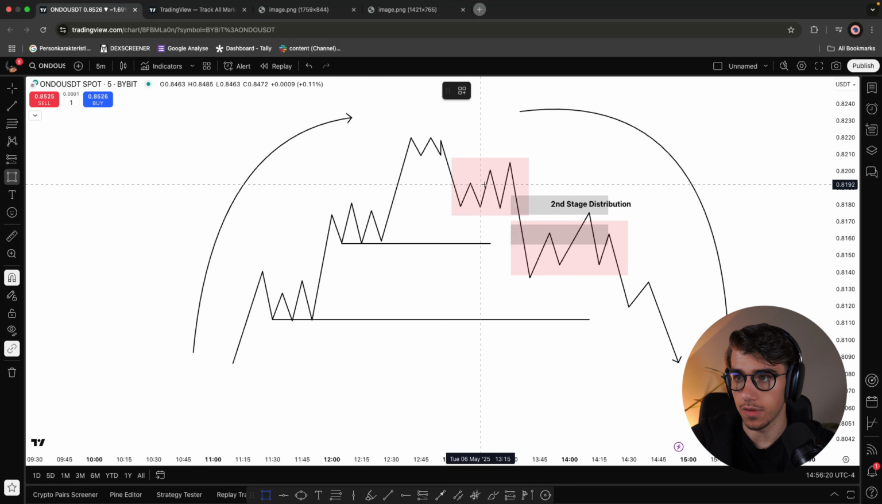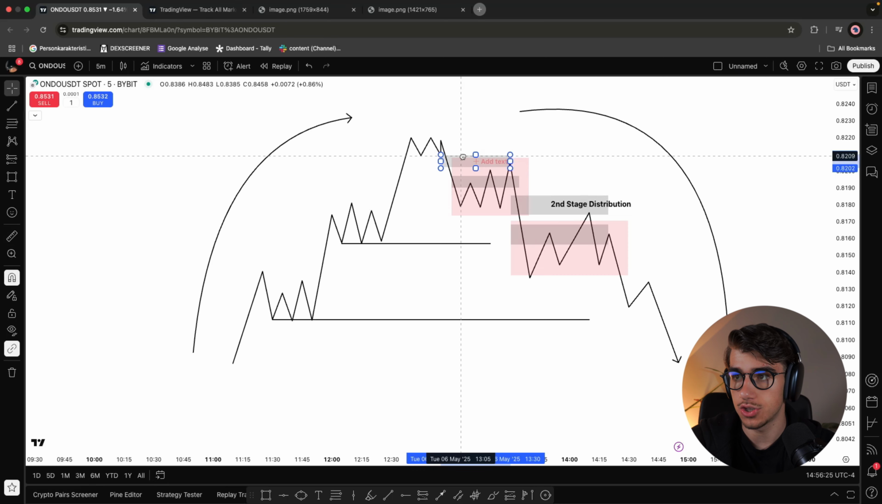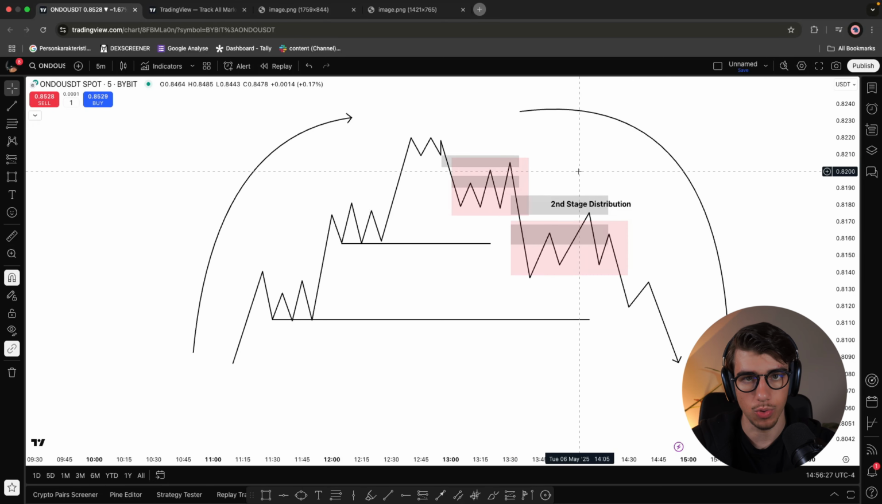So the same thing goes for the first stage distribution. If we get two imbalances here, you can expect the top one to hold and not the bottom one. I've found that there's about an 80% chance that the top one is the imbalance that's going to hold when we have two imbalances within a market maker sell model. Now, of course, when we talk about market maker buy models, all you do is flip the script and you'll have a market maker buy model.